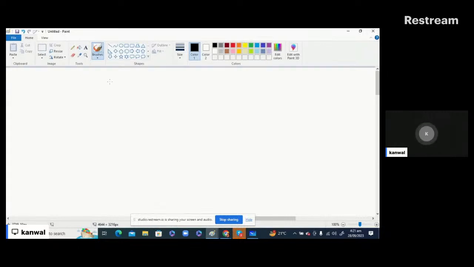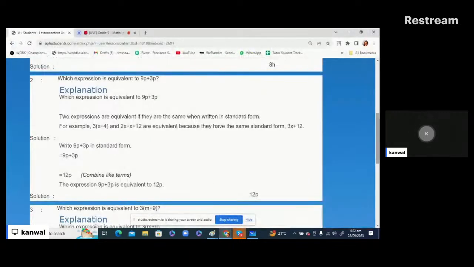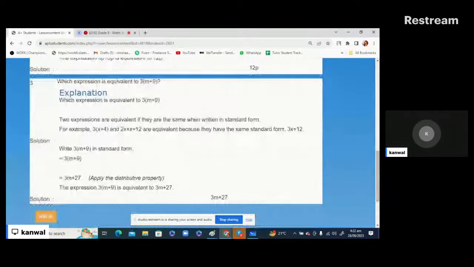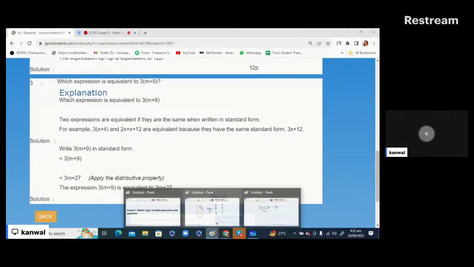Okay, let's do one more. For example, 4x plus 7x. So you tell me, when we count, what do we get as the answer? 4 plus 7, that is 11x. So it means that this 11x is equivalent to 4x plus 7x. Okay, let's take some examples from multiplication. Which expression is equivalent to 3 into m plus 9? Okay, let's do that one.